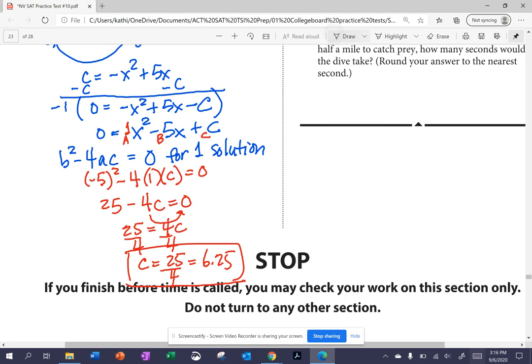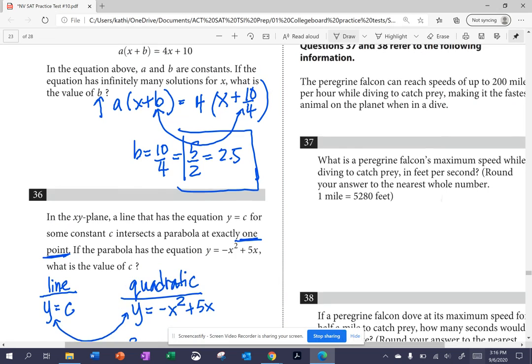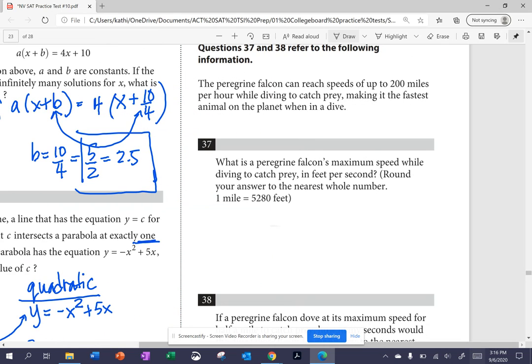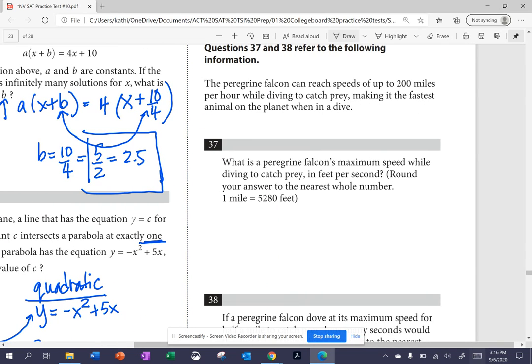Okay, last two questions. We're almost done. The Peregrine Falcon can reach speeds of up to 200 miles per hour while diving to catch prey, making it the fastest animal on the planet when in a dive. What is a peregrine falcon's maximum speed while diving to catch prey in feet per second? Round your answer to the nearest whole number.